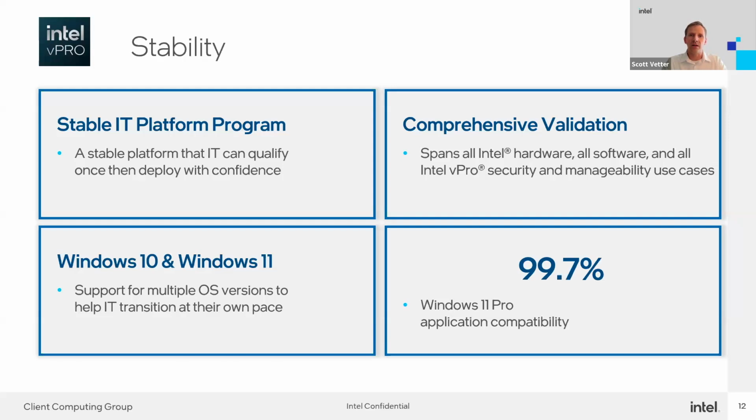Now, we support multiple OSs, so we support Windows 10 and Windows 11. And for those in the ITDM space, you understand that not everybody transitions at the same rate, and we want to be there to support the ITDM to transition as they need to. That's something we're very proud to enable, that span of coverage. And then finally, this is a number taken directly from Microsoft. We have over 99.7% Windows 11 Pro application compatibility. So if it's something that your company runs, chances are it's going to work, and work best, on an Intel vPro system.